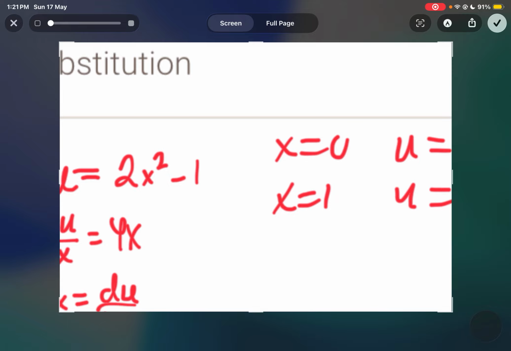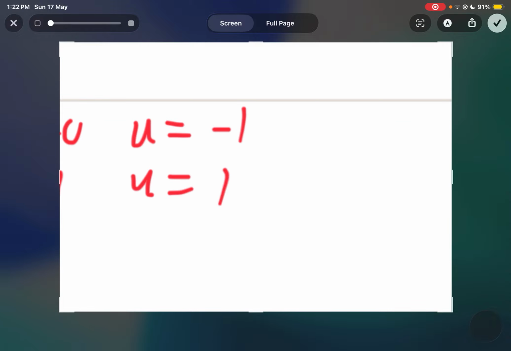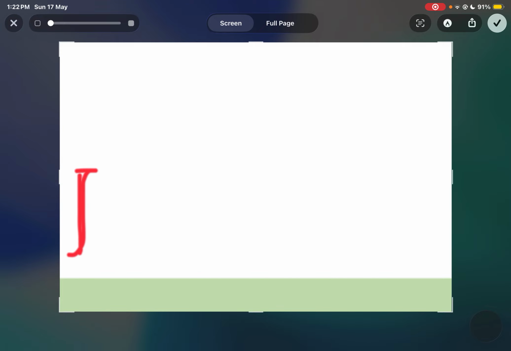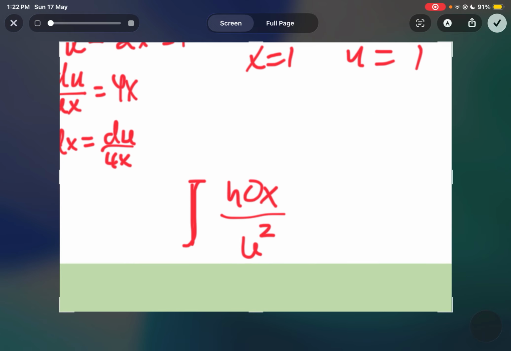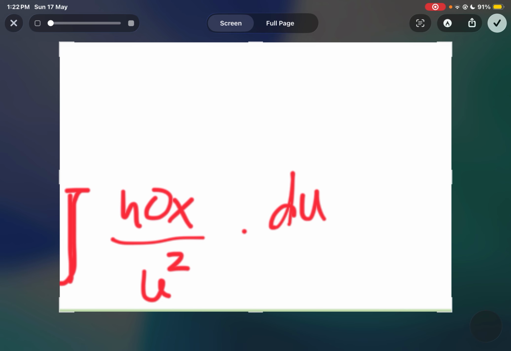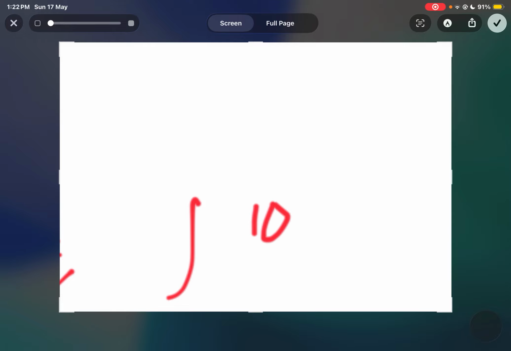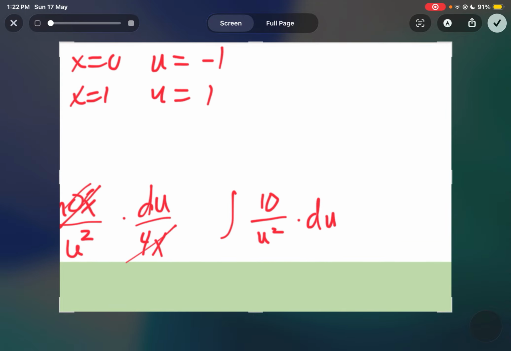So for x equals 0, we put this, it will become minus 1. And for x equals 1, it will become 2 minus 1, which is 1. Okay, these are your new values. And then you'd write the integral of 40x over u squared. Why u squared? Because now we have this as u and it's all squared. So integral of u squared, and then times dx. dx, we found it as du over 4x. Du over 4x. So you simplify this, you simplify that. Now it will become the integral of 10 over u squared du. Okay, now that's your new one with your new values, of course.